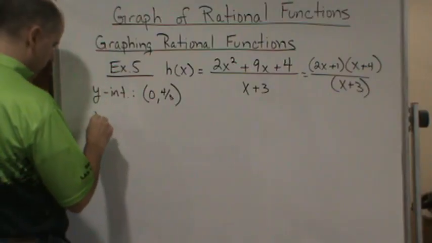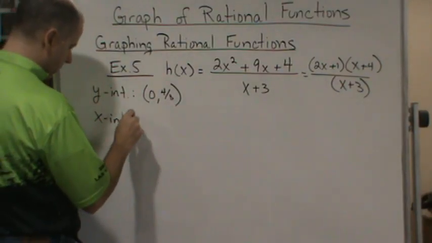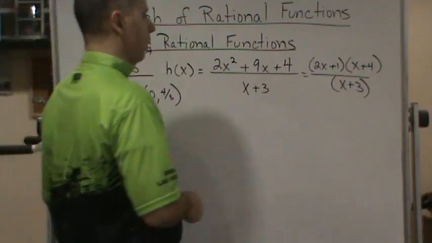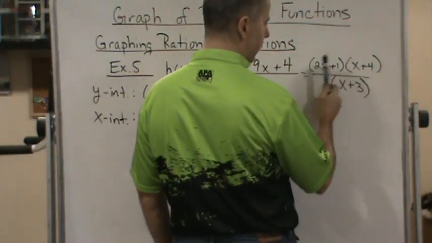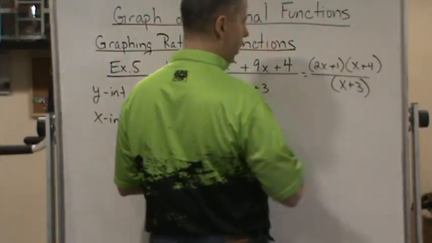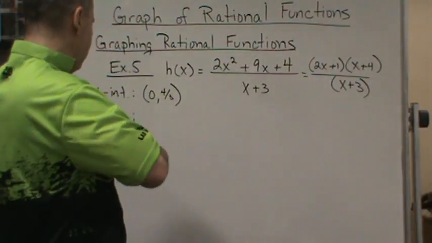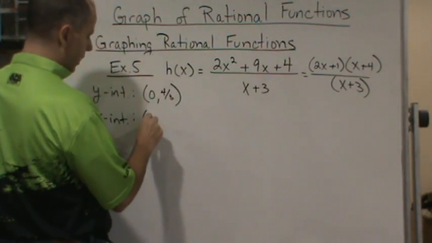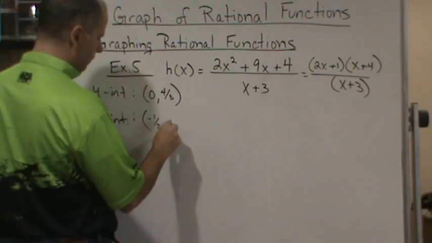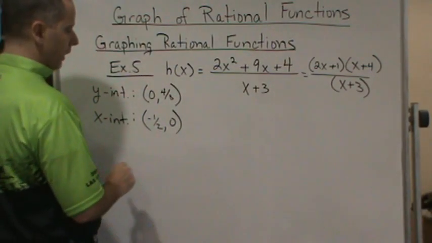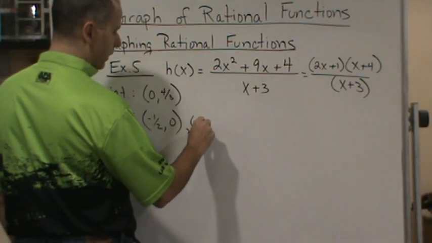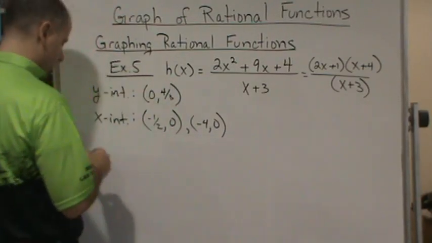Okay, what about x-intercepts? Now this is where we want to set h of x equal to 0, which means we're looking at just the numerator. So now that it's in factored form, it's easy for us to solve when the numerator is equal to 0. So that's going to give us 2 x-intercepts. So the first x-intercept is going to be negative 1/2, 0. And the other x-intercept is going to be what? It's going to be negative 4, 0.